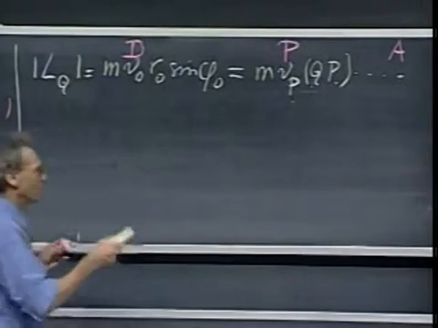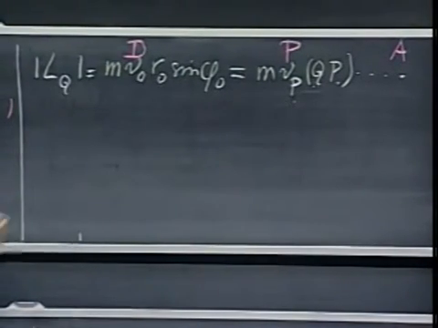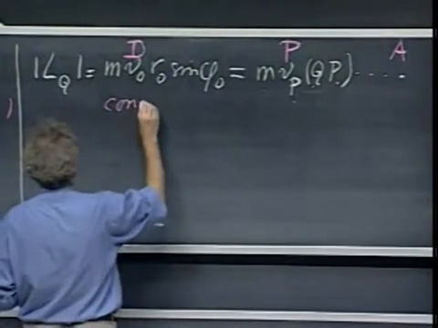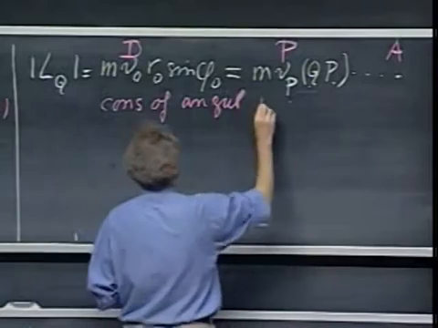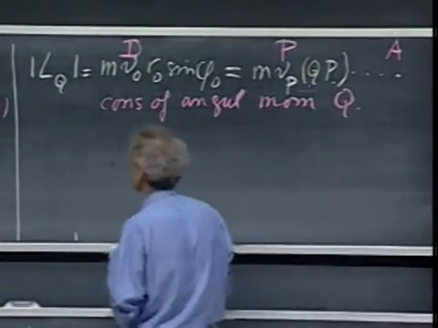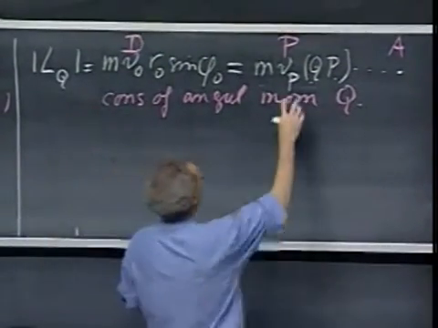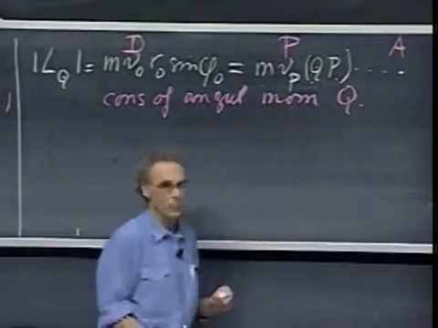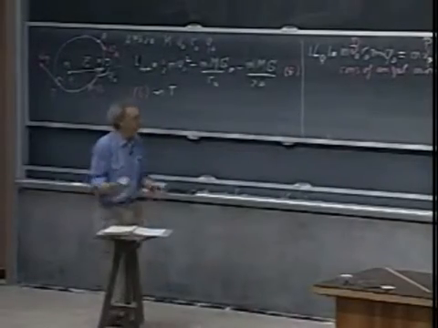Nature is very kind. Nature is going to give me that last part for free. This, by the way, is the conservation of angular momentum about that point Q where the mass is located. I have here one equation with two unknowns, v of p and QP, so I can't solve. So I need another equation. Well, of course, there is another one.